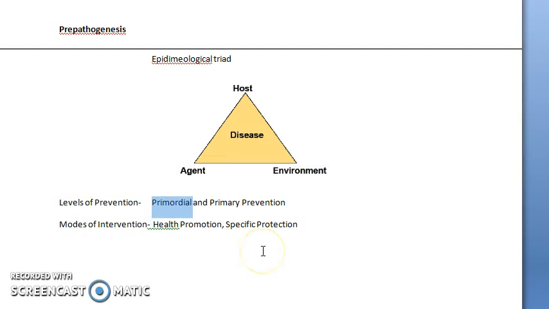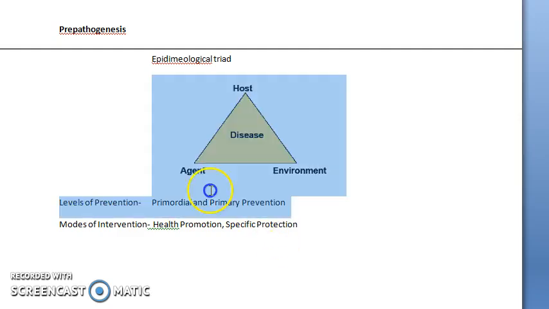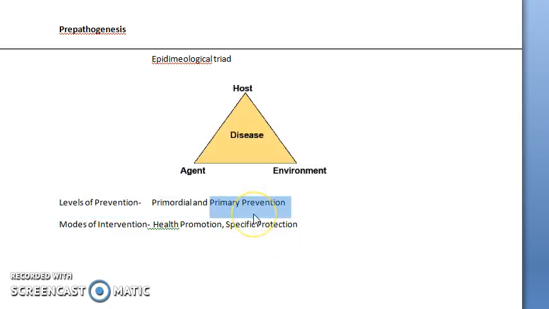Primordial prevention is when the disease does not exist at all in that place, but you have done everything to make sure that it doesn't even come there. Primary prevention is when the disease is present in that area, but you're making sure that people are not going to get the disease, at least the newer people.